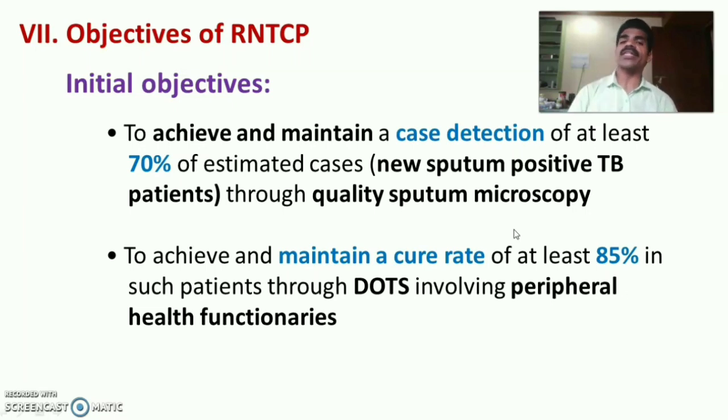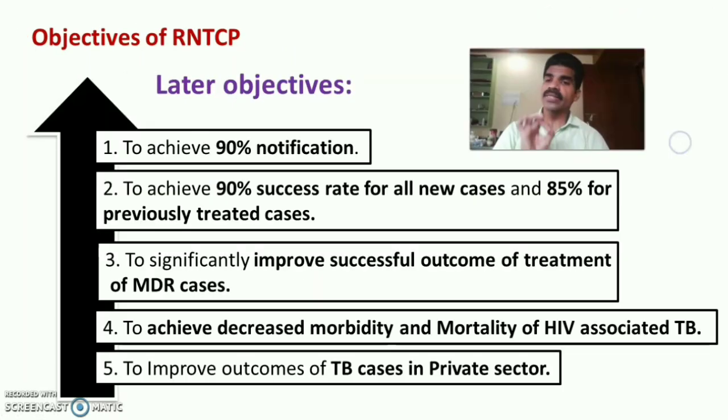So the second initial objective was to achieve and maintain a cure rate of TB patients of at least 85%. So, 85% cure rate through DOTS and by involving the local health personnel, that is peripheral health personnel or workers. The second is the later objectives of RNTCP.